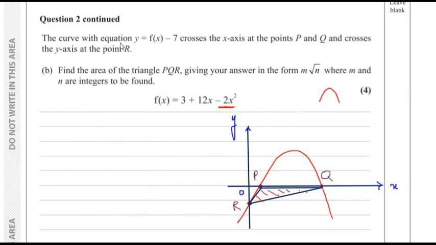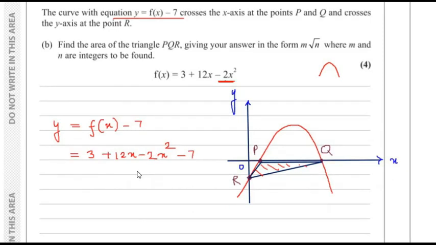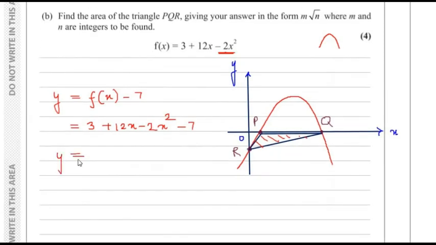Now to find this, they have given us the equation of the curve, which is y is equal to f of x minus 7. Now f of x was given in the previous question A as 3 plus 12x minus 2x square. Now I'm going to put minus 7 over here. So solving it and rearranging, we get y is equal to minus 2x square plus 12x plus 3 minus 7, which becomes minus 4.